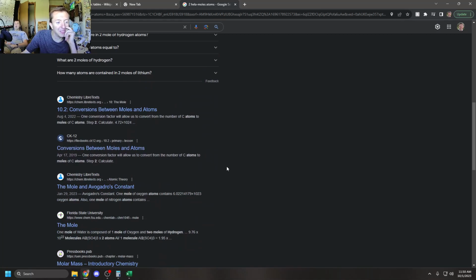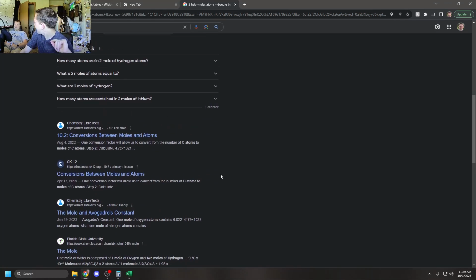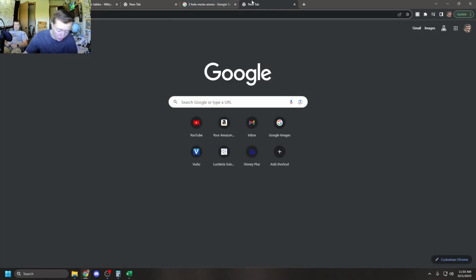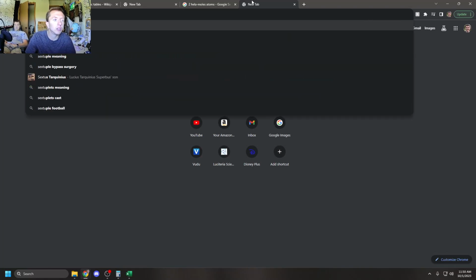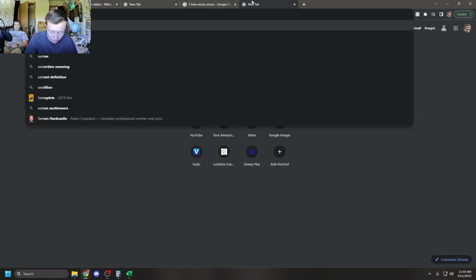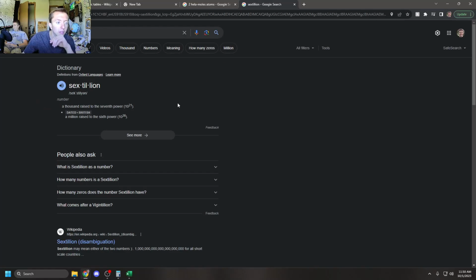How many megaliters are in a sextillion liters? The sextillion, 10 to the 21, I think. Yeah, 10 to the 21. Okay. So, what's mega? 10 to the 6. 6, 12, 18, 3 and a half. Megaliters. 3.5, yeah. The world's ocean.